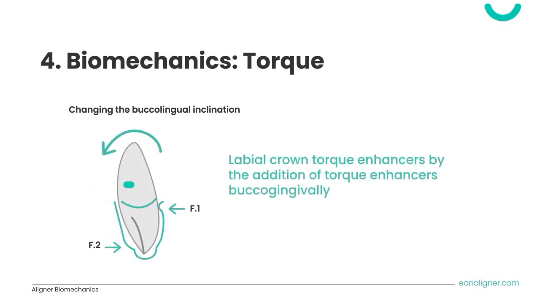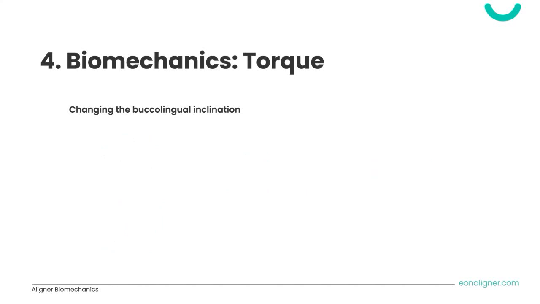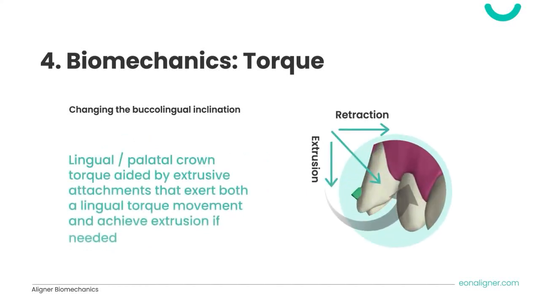Changing the buccal lingual inclination of anterior teeth. Inclining teeth labially requires the addition of buccogingival torque enhancers as well. This is because the aligner will exert a force on the palato-incisal part of the tooth, and the little dent on the buccogingival surface will also exert a force to enhance the movement as a result. When inclining an anterior tooth lingually, consider adding extrusive attachments. This can be explained best by the figure here, where an extrusive attachment is positioned in a way that makes it have a horizontal component as well, which would help tip or incline the tooth palatally or lingually.